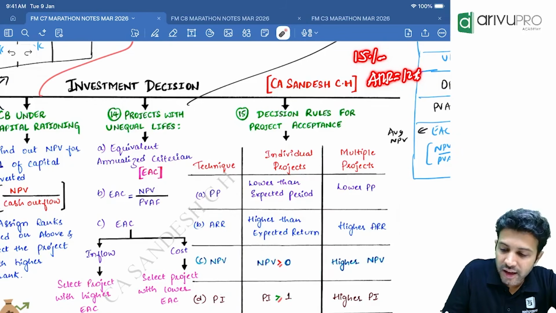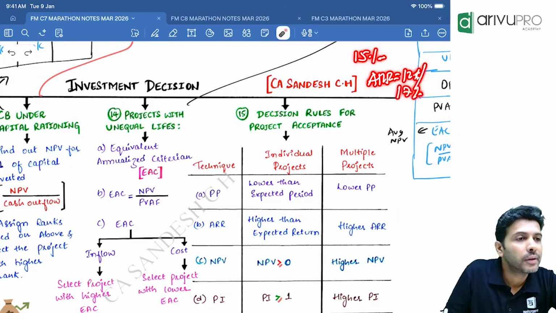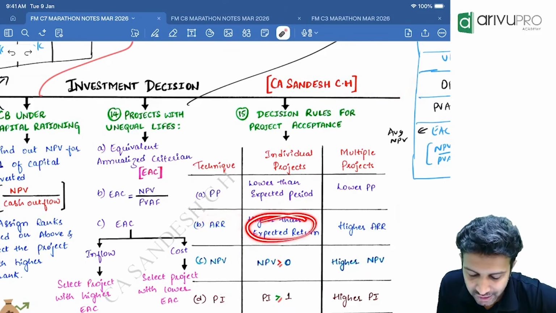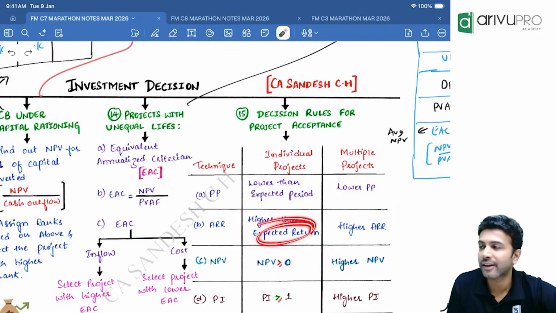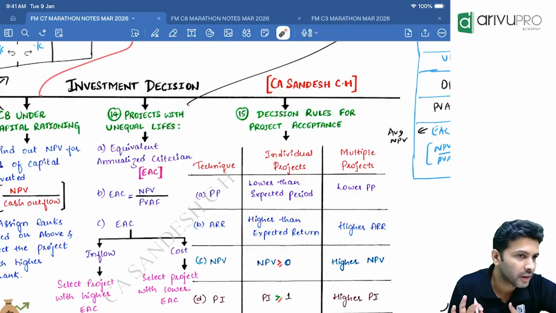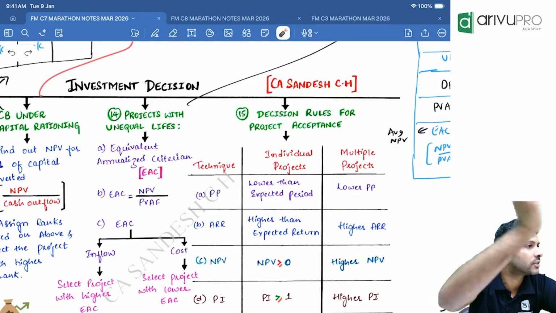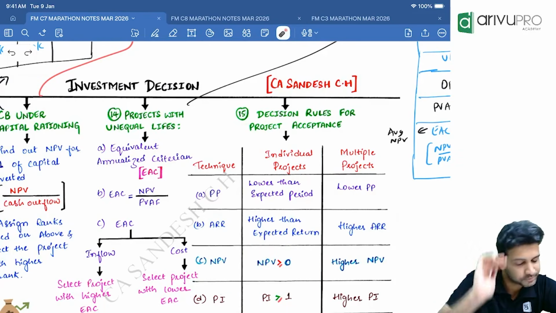Fine. Suppose ARR is 17%. Then accept. So that's what I've written here. If it's an individual project, the return should be higher than the expected return. Expected return means our internal deadline. If it is equal to or greater than our internal deadline, accept. If it is lesser than our deadline, reject.